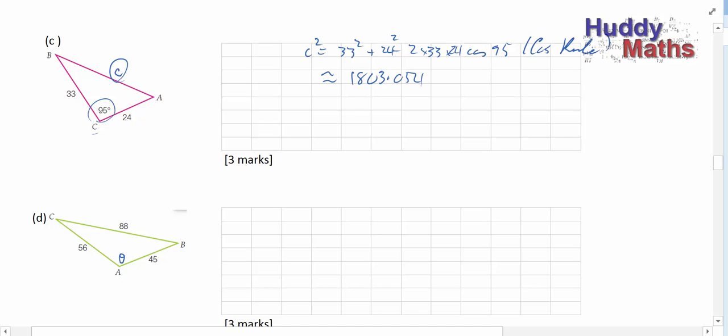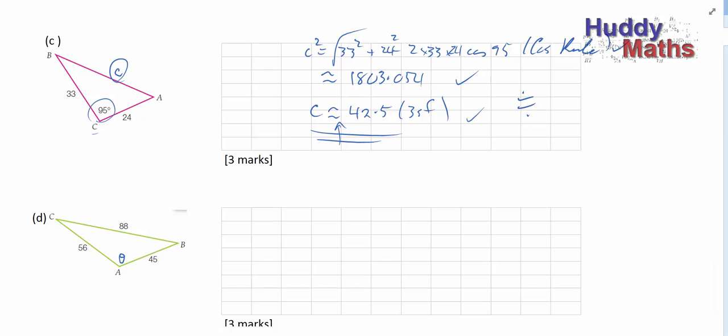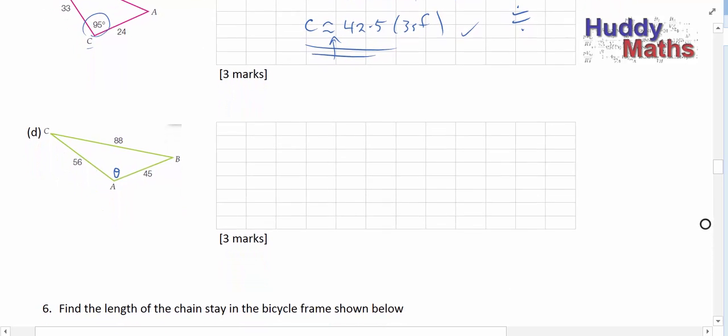1803.054, and you could have done the square root over the top of that as well, but we'll do the square root separately. Square root is approximately 42.5, and that's three significant figures. We really should have this for rounding, approximate sign, or we can use this one and round it off. So there are 3 marks there, 1, 2 and 3. Now you get full marks if you've just had the right answer at the end. Obviously you've done that working.